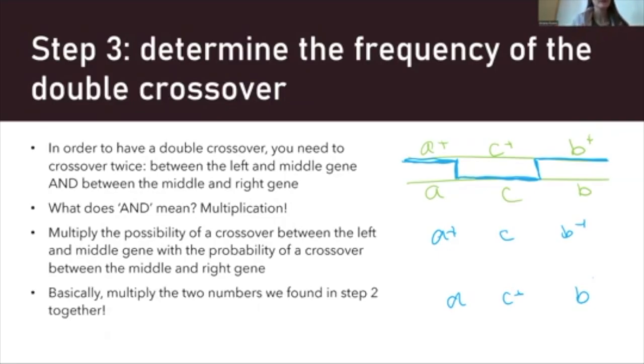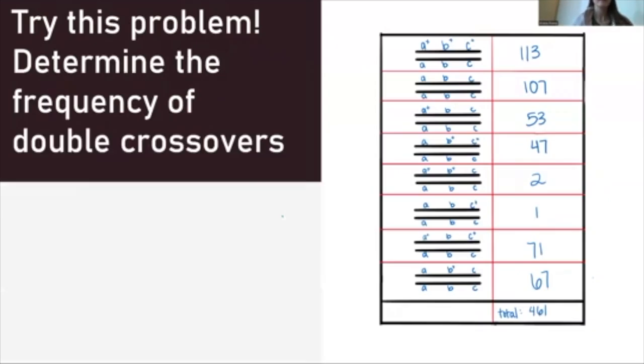So basically, we're just multiplying the 2 numbers we found in step 2, because step 2 told us the probability of having a crossover between A and C and it told us the probability of having one between C and B, and a double crossover just happens with both this and this. So all we do is multiply those together. So let's find the frequency of double crossovers.